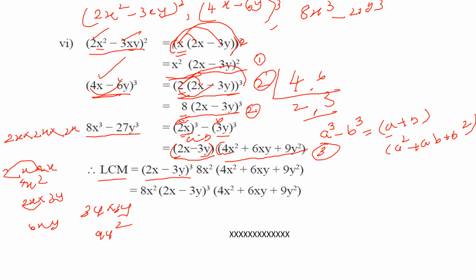After that, whatever the leftover terms, you write: 8x squared also is there. So 8x squared into this term 4x squared plus 6xy plus 9y squared. So we can write the LCM as 8x squared into 2x minus 3y whole cube and 4x squared plus 6xy plus 9y squared.